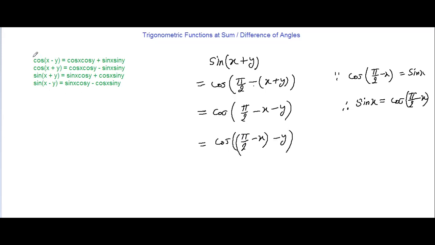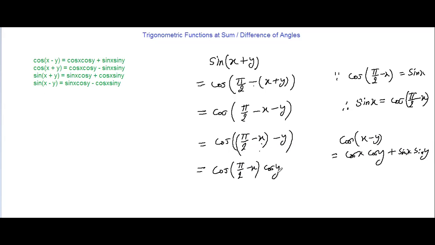Now use this formula again, that cos of the difference of two angles is equal to cos x cos y plus sin x sin y. Here we have again the difference of two angles. One angle is pi by 2 minus x and the other angle is y. So this is equal to cos of the first angle into cos of the second angle plus sine of the first angle into sine of the second angle.